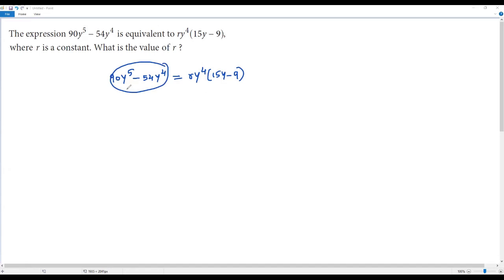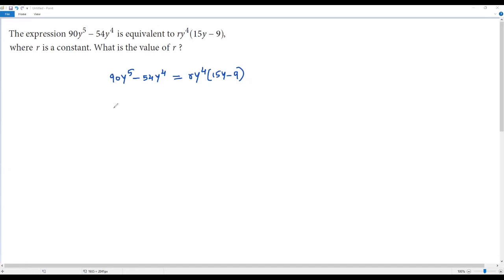Usually to get the factored form of an expression, we have to consider the greatest common divisor of the terms we have in the expression. When I consider the greatest common divisor of 90 and 54, I get 9. But when I factor this expression, I must be getting these numbers 15 and 9 inside the parenthesis. So I must factor 6 out from 90 and 54, so that I'll be able to get these two numbers 15 and 9 inside the parenthesis. And the greatest common divisor of y^5 and y^4 is just y^4.